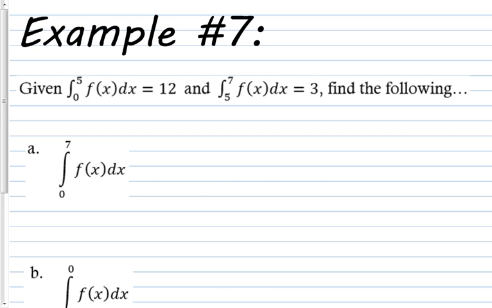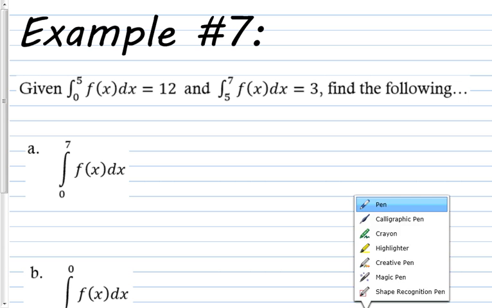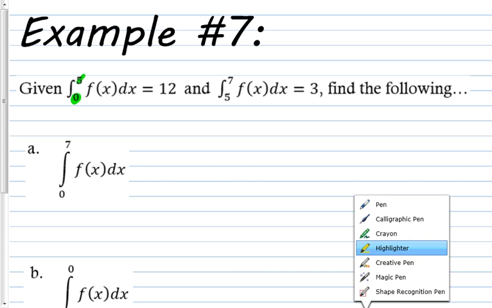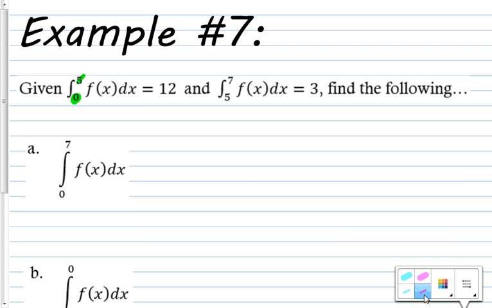All right, next. A couple other things to go over. Same numerical stuff, but a different one this time. They've given me that the integral from 0 to 5 of f of x dx is 12, and the integral from 5 to 7 of f of x dx is 3. Find the following. I need you to pay attention to the limits here. 0 and 5, and then we have 5 and 7. They're different. They are not the same. Important.